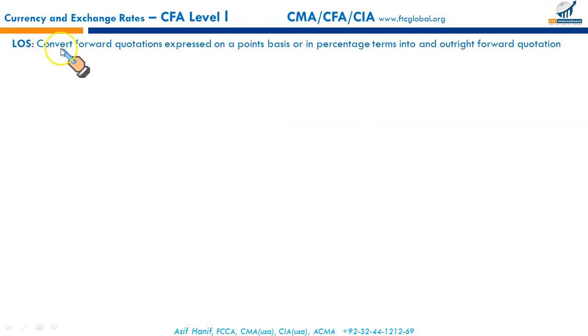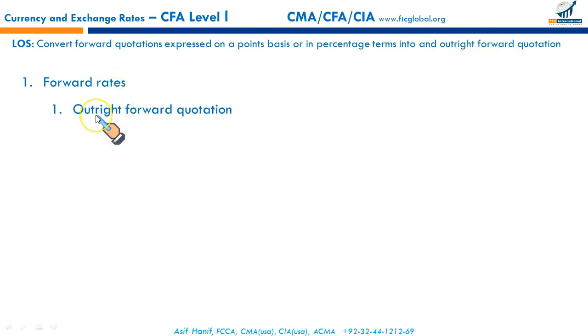Your next LOS is convert forward quotation expressed on a points basis or in percentage terms into an outright forward quotation. First of all, your forward rates can be expressed in several ways. One of the ways is outright forward quotation, which basically is the actual rate for the transaction. Second is percentage terms. So forward rate can be expressed as a percentage of the spot rate. And the third way is forward points. Basis points of premium, basis points of discount to spot rate. Let me explain this to you.